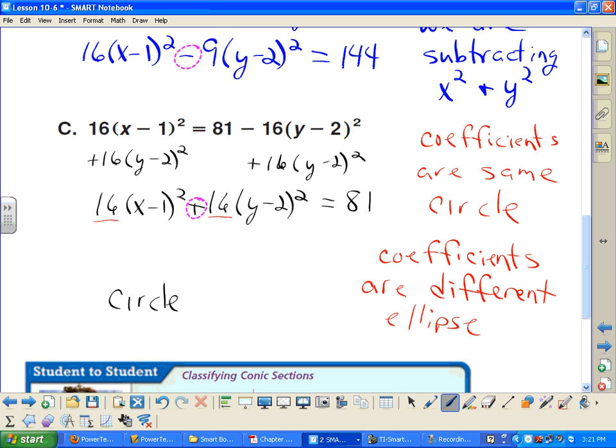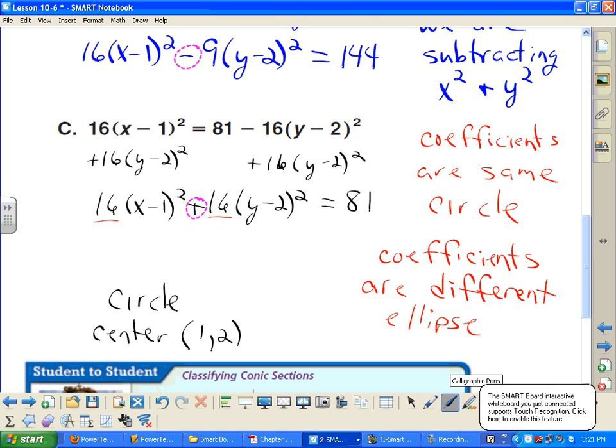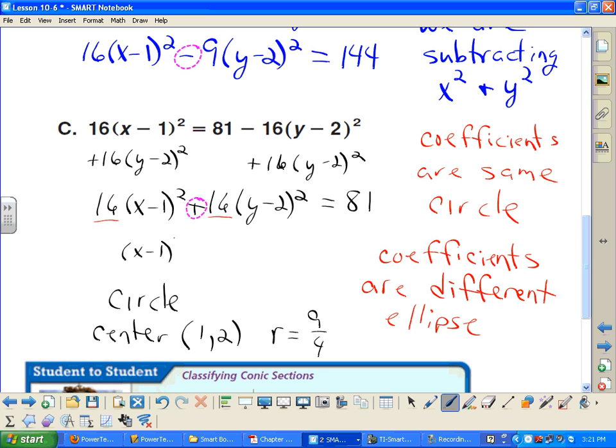And now it's a circle that has a center at the point (1, 2) and a radius of actually 9/4, because if we divide it by 16, then we would have (x minus 1) quantity squared plus (y minus 2) quantity squared equals 81/16, which, if I take the square root of that, I would get 9/4. And that leads us to the end of this example.